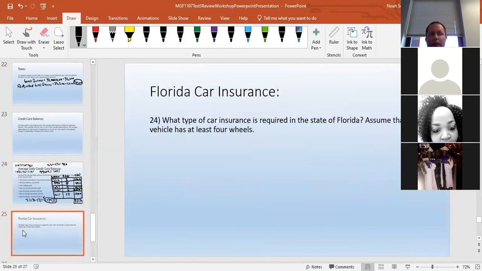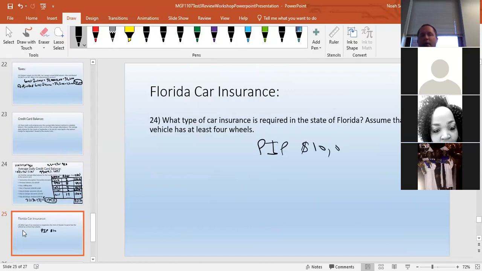The next one is a Florida car insurance problem. What type of car insurance is required in the state of Florida? Assume that the vehicle has at least 4 wheels. Does anybody know that? Did they go over that in class? Is it the PIP insurance? Right, personal injury protection.